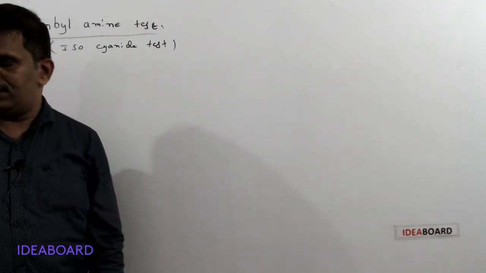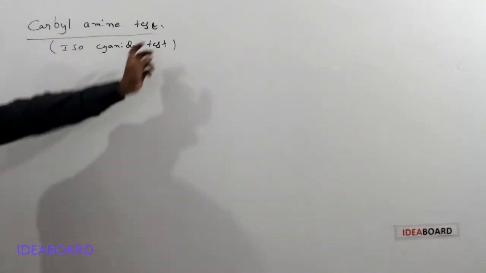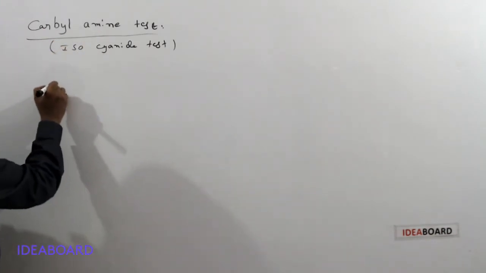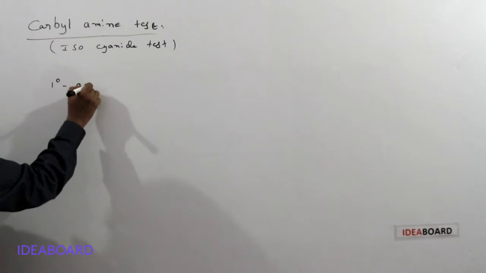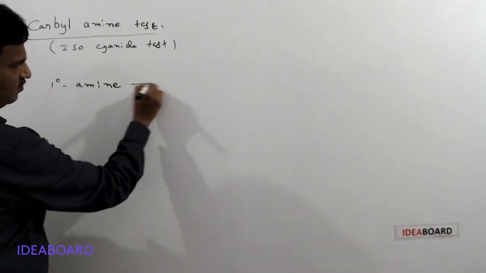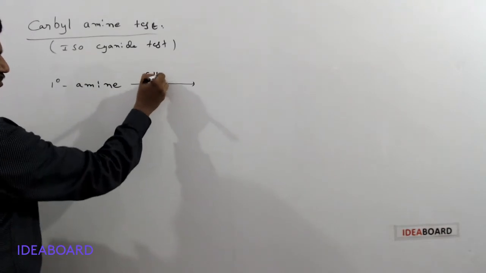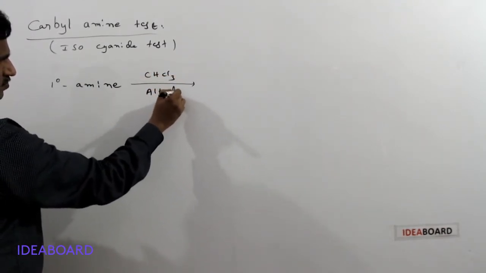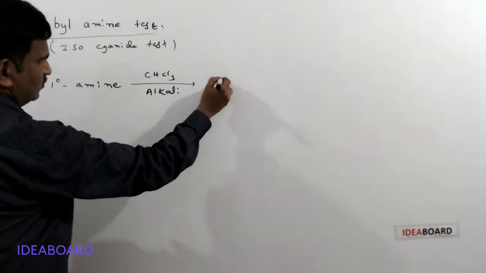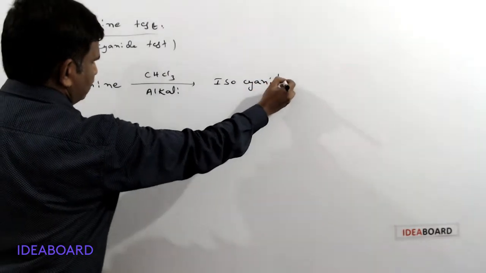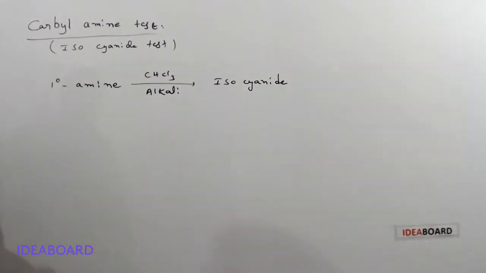Hi students. The next one is the carbylamine test or isocyanide test. This is an important test for primary amine identification. Primary amines react with chloroform in the presence of alkali to form isocyanides. Very bad smelling, offensive odored isocyanides are formed.